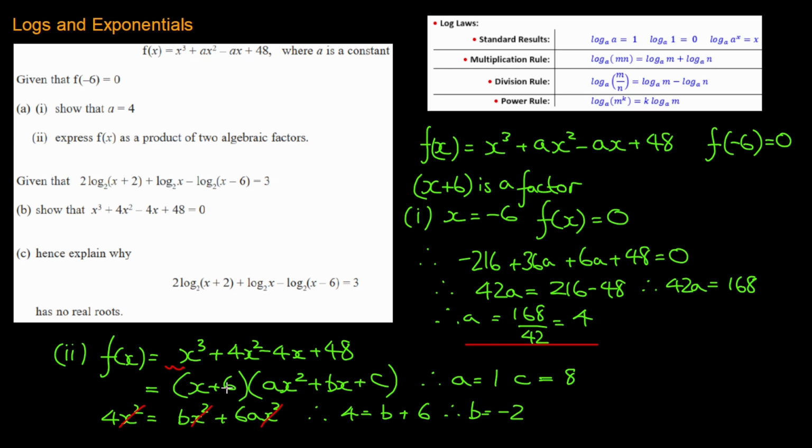So our quadratic here, which is one of the two multiplying factors of f(x), we've just got to substitute these three values in. So with room running out, I can say that f(x) is equal to x plus 6 multiplied by a is 1, so this will be x squared, b is negative 2, so this is negative 2x, and c is equal to 8, so this is just plus 8. And that is the answer for part 2.